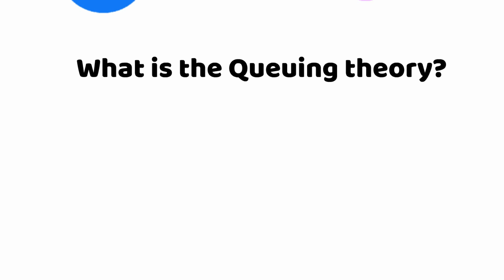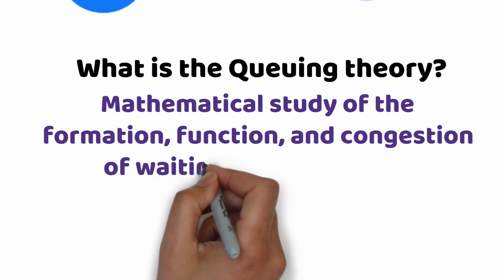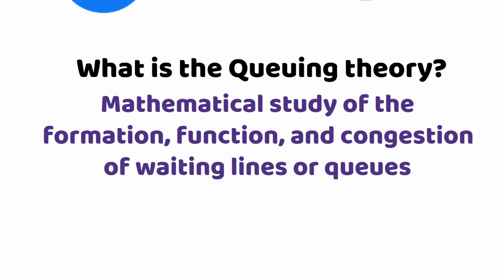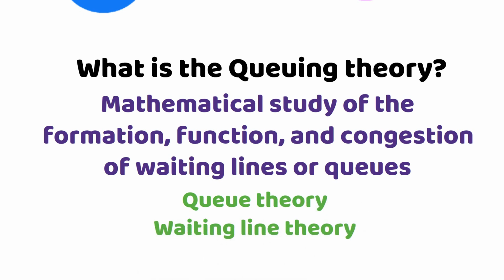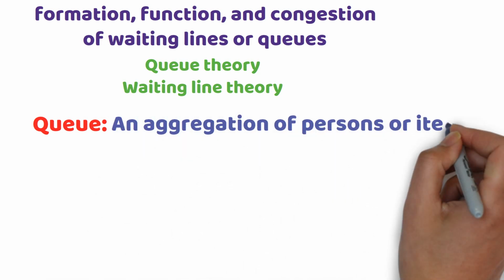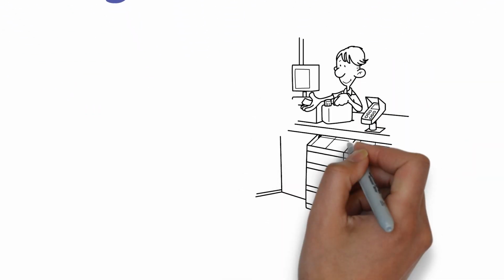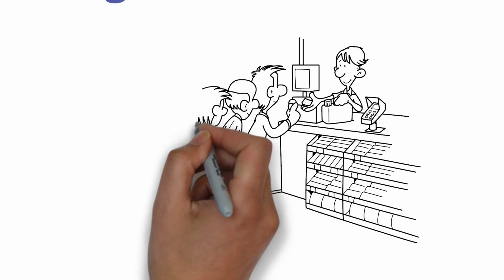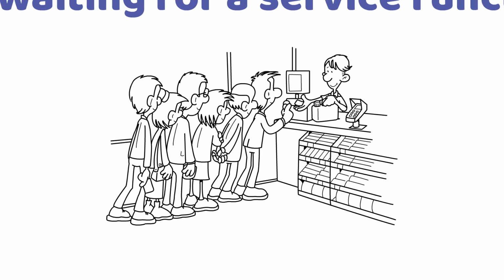First, let us understand the queuing theory. Queuing theory is the mathematical study of the formation, function, and congestion of waiting lines or queues. It is also referred to as queue theory or waiting line theory. Before going into the technicalities of the queuing theory, let us discuss a few terms. Queue is an aggregation of persons or items waiting for a service function. Queuing is a process where people, materials or information must wait for a particular time to get a service. Basically, queuing means congestion or crowd.